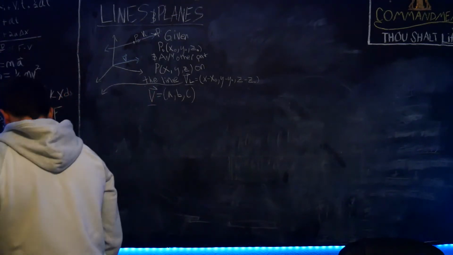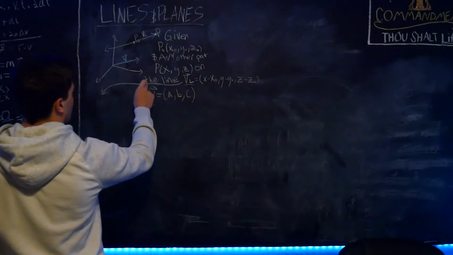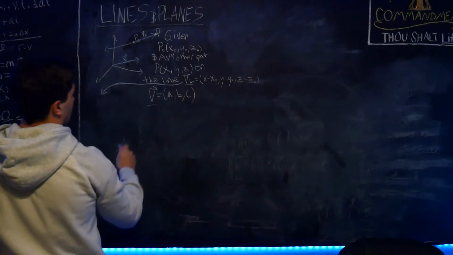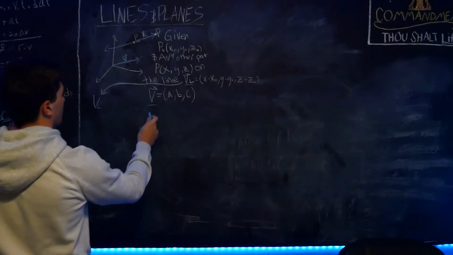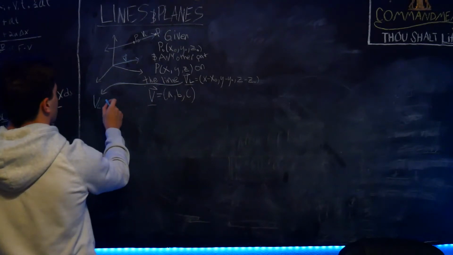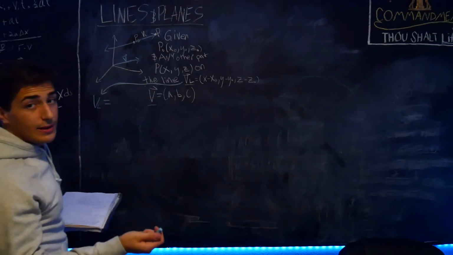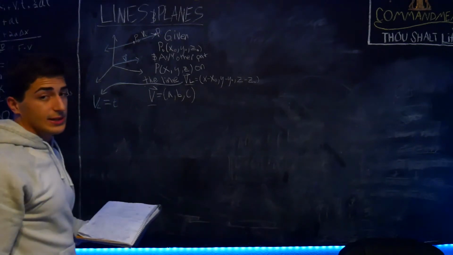I should write this in blue so you don't get confused. Okay, we're just dragging these over. So let's write it. V sub L is a scalar multiple of V. So we can just say V sub L equals any number times that V. Let's define that as T.